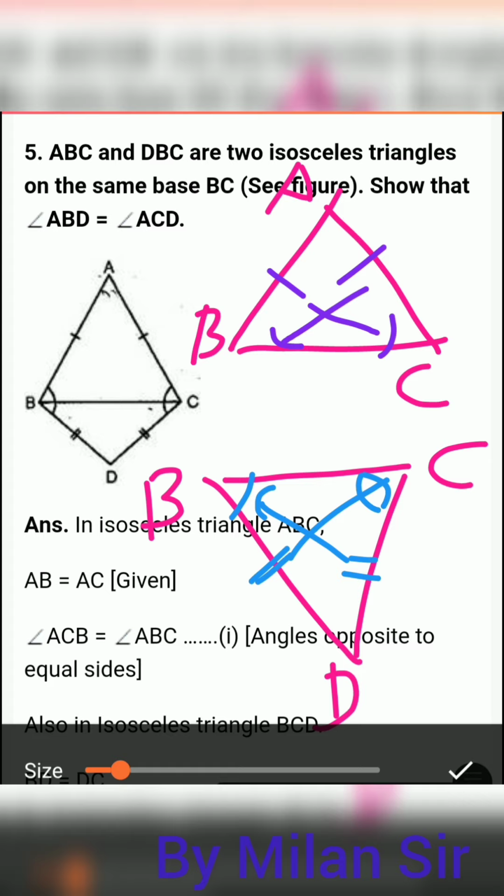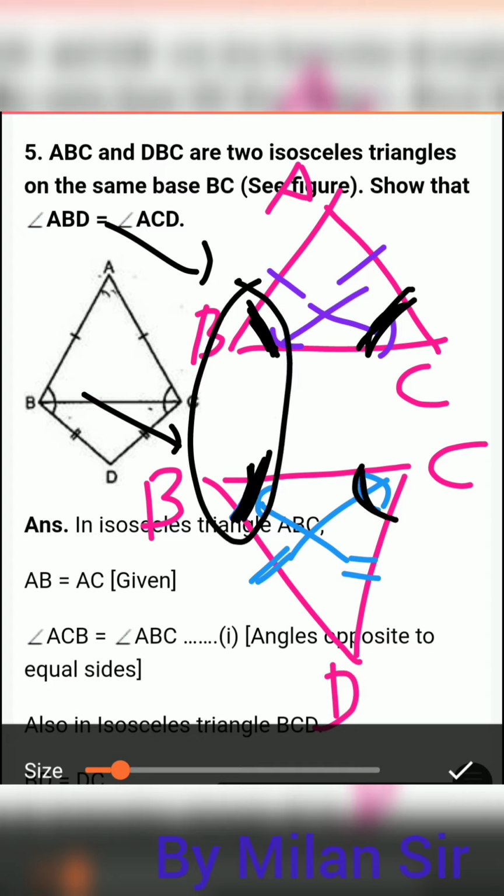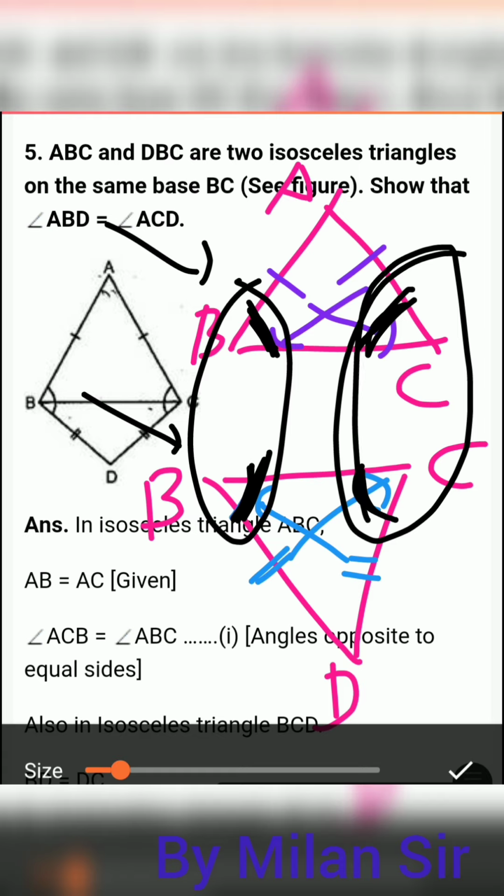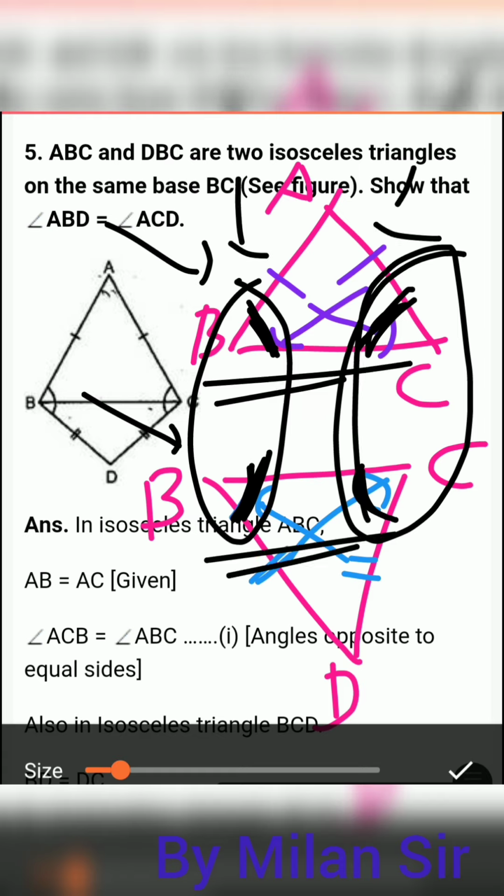Now look at the triangle carefully. Now this angle plus this angle, it means full angle B, ABD, that we want. Now this angle is equal with this and this is equal with this. So if we add this 2 and if we add this 2, then both are same. Why? Because upper part are same, lower part are same. So if we find the addition, then addition is also same.